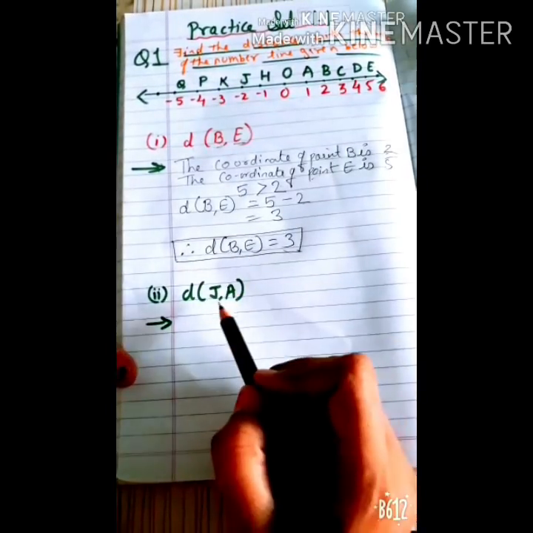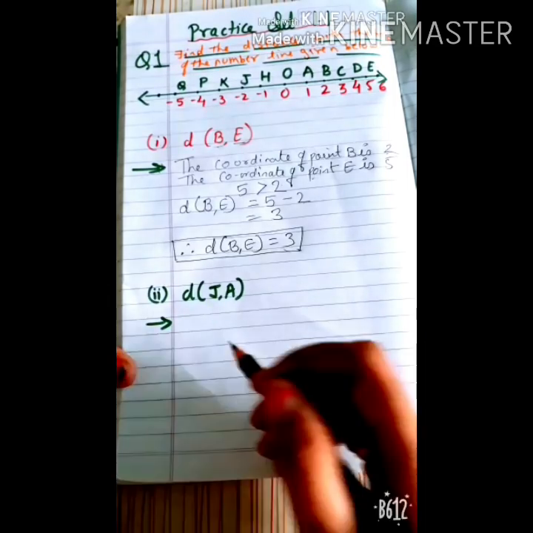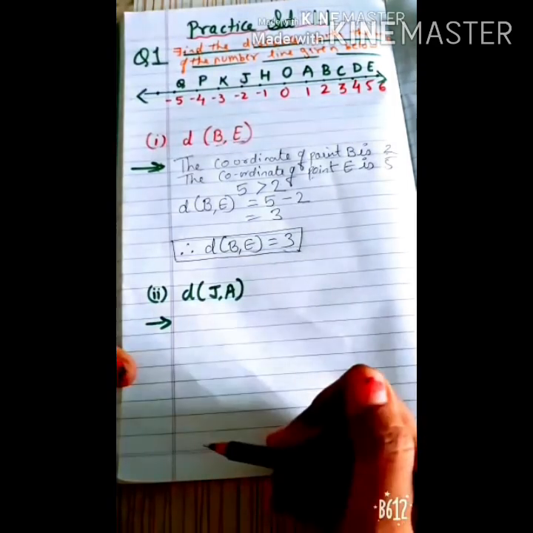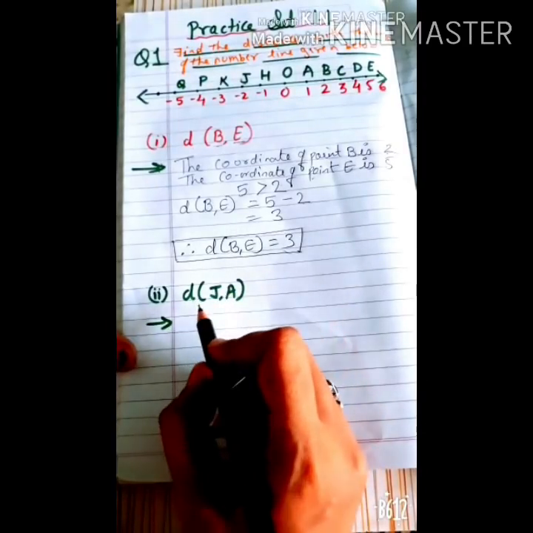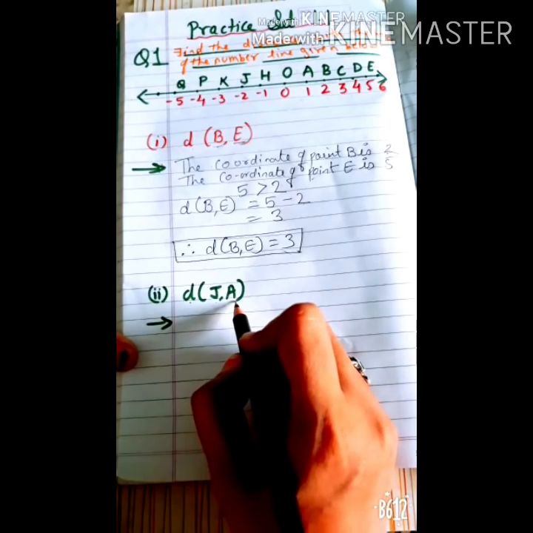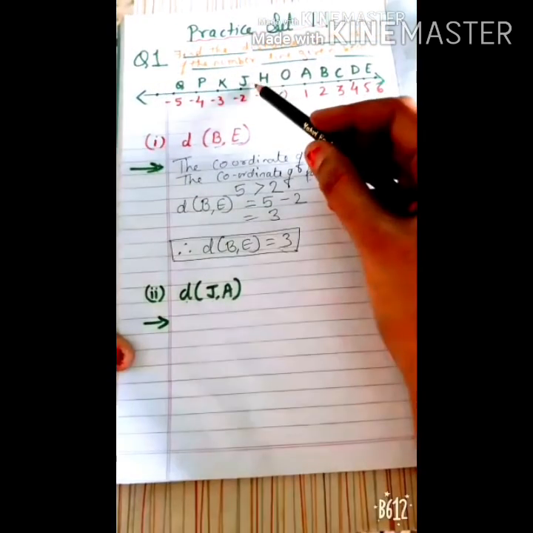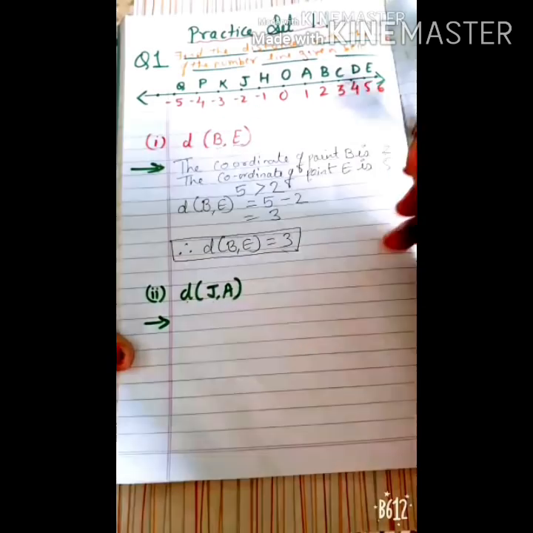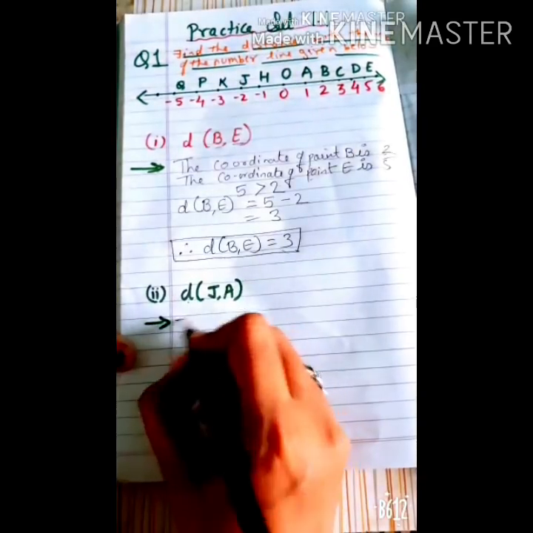Sometimes one point has a negative coordinate, and sometimes both points have negative coordinates. A little bit different here is that you have to find the distance between point J and A. The coordinate of point J is minus 2, and the coordinate of point A is 1.